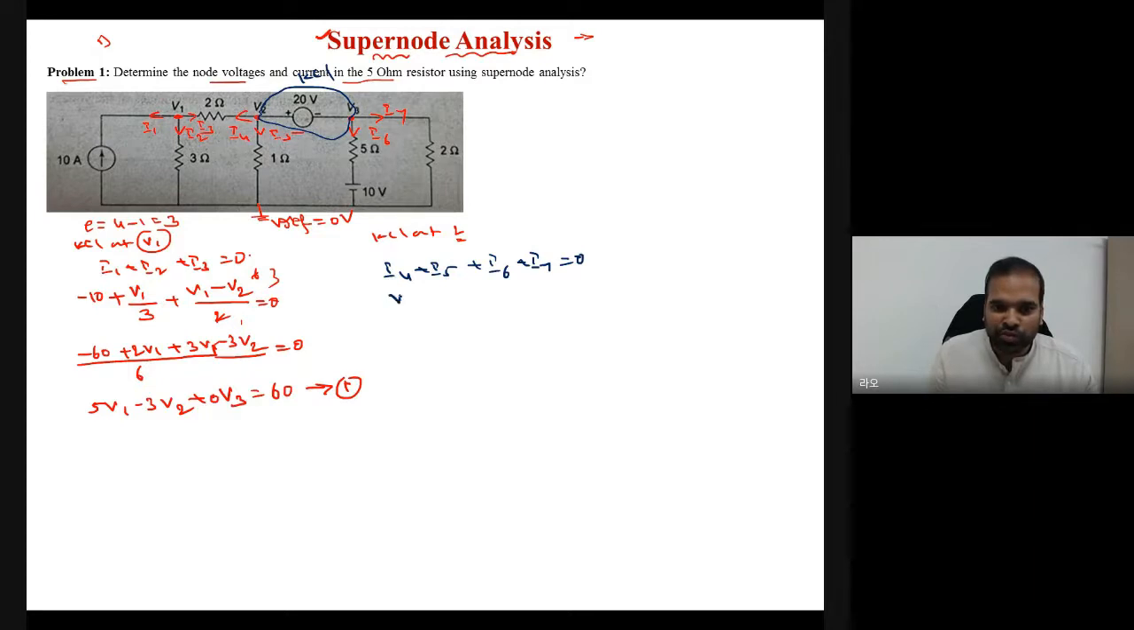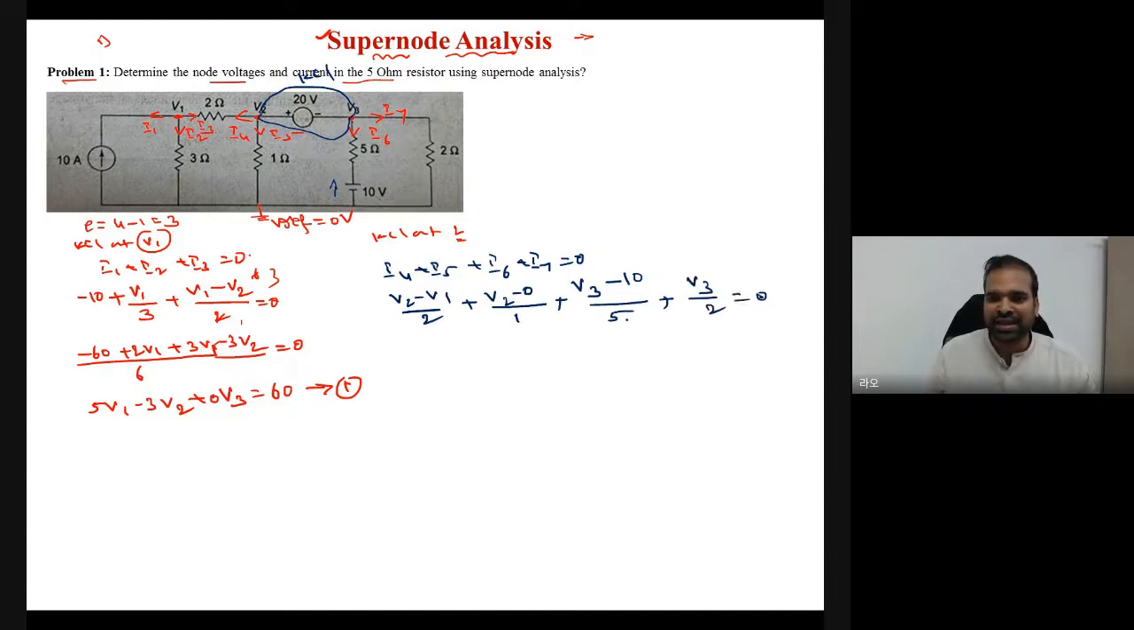So I4 means what? V2 minus V1 by 2, and I5 means what? V2 minus 0 by 1, plus I6 means what? This is the I6 current. So V3 minus, here minus 10 or plus 10. See, your assumed current is coming from up to down. And what about this voltage source? As per this voltage source potential, current will go like this. So both are in opposite direction, therefore minus 10 by 5. So here what? V3 by 2. V3 by 2 equal to 0.